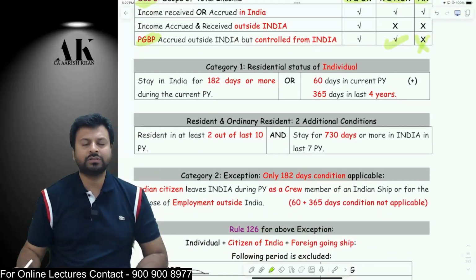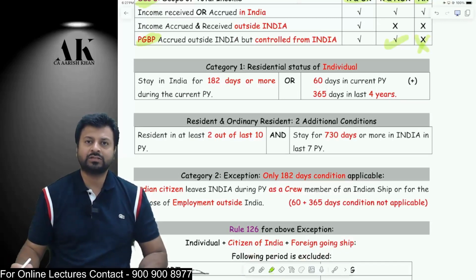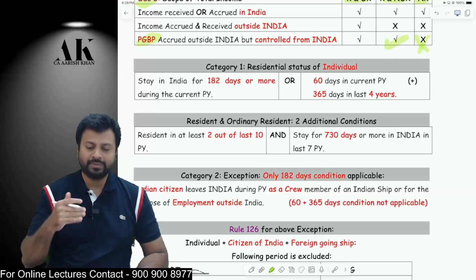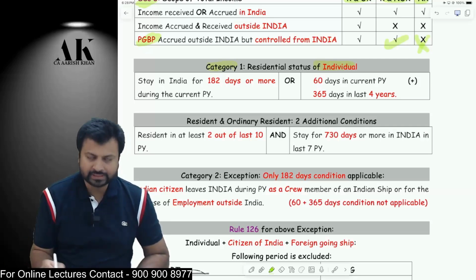Now let's talk about the very first thing in this chapter, which is the residential status. Now residential status has to be understood from different perspectives. That is from the perspective of individual, HUF, AOP, BOI, firm, company, etc. So first of all, we are going to learn the residential status of an individual, which is very important for your examination. For individual, there are multiple categories. Category 1, residential status of an individual.